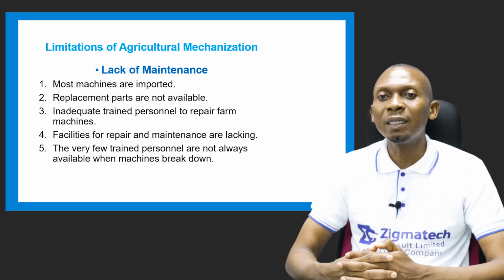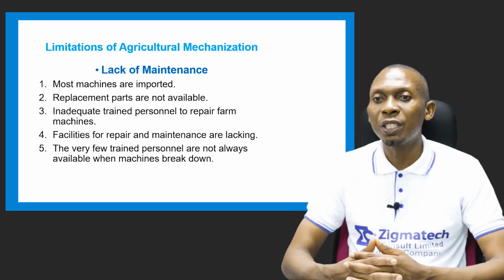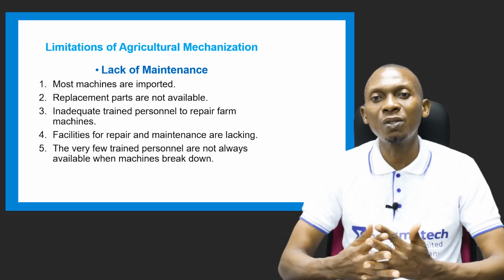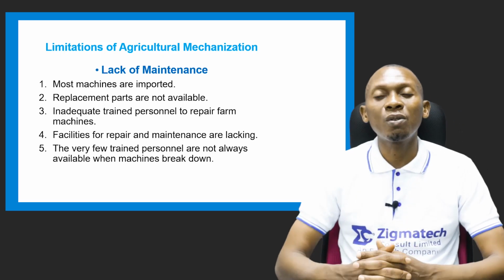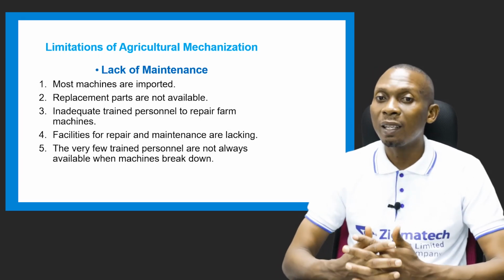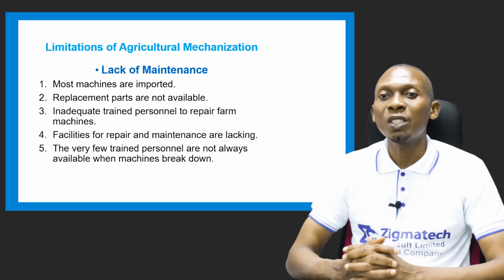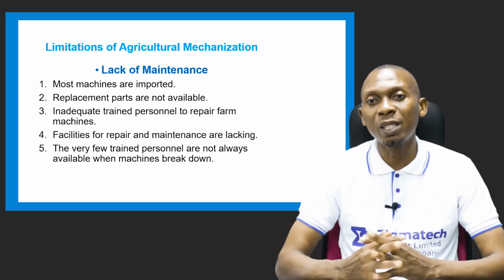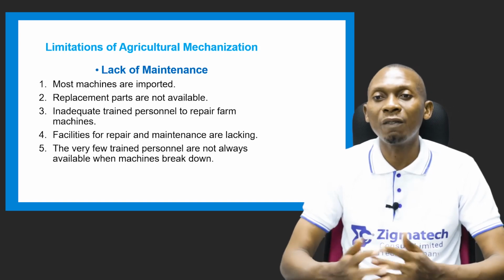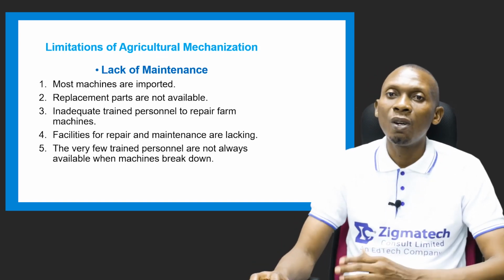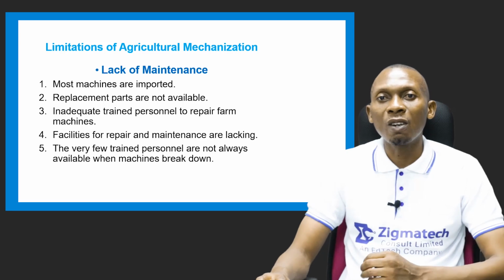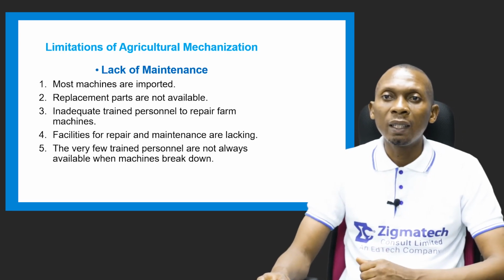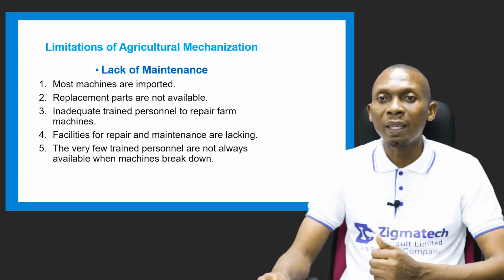Then also the facilities that are needed to repair these machines or to help maintain these machines are also lacking. And also the trained personnel are not available when these machines break down. So those who can repair these machines, or who should be trained to repair them, are not available. So these are some of the challenges that come with lack of maintenance under the limitations of agricultural mechanization.